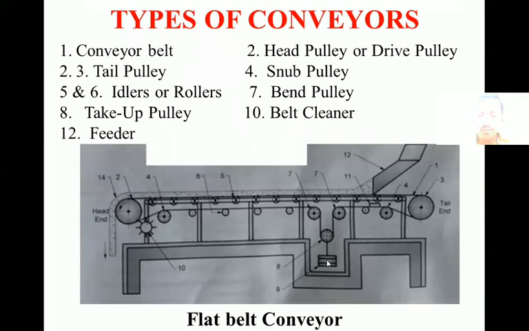Sometimes different types of mechanisms are used. Sometimes we use electric motors, sometimes dead weight is used. And the next, twelfth one, is the feeder. It is like a hopper, where material is fed to the conveyor, and afterwards the material flows like this and finally leaves the conveyor system. So these are the different parts of the flat belt conveyor.